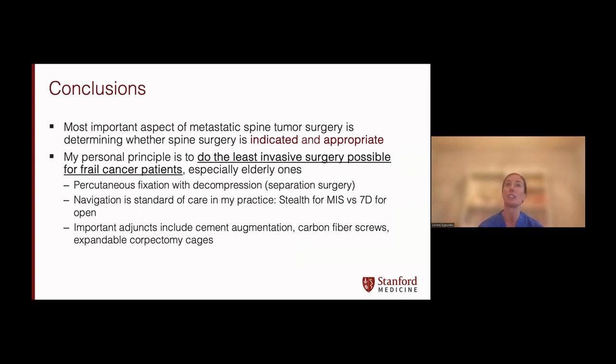Navigation is the standard of care in my practice, either more routine navigation platforms like Stealth for minimally invasive cases, or I oftentimes use machine vision for an open case. But as I mentioned, for an open tumor case, if there's a lot of posterior cancer, that may actually still be much better done with a Stealth navigation. And then really important adjuncts include cement augmentation, carbon fiber screws, and expandable corpectomy cages.